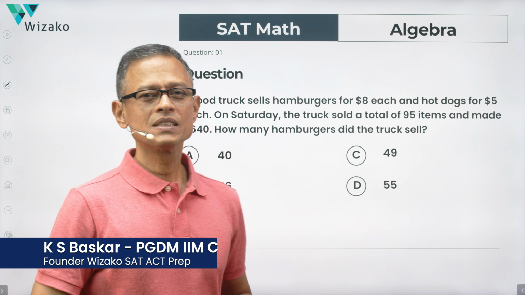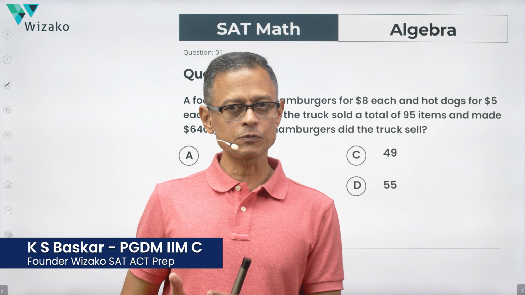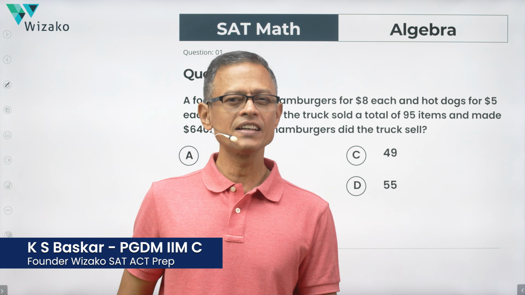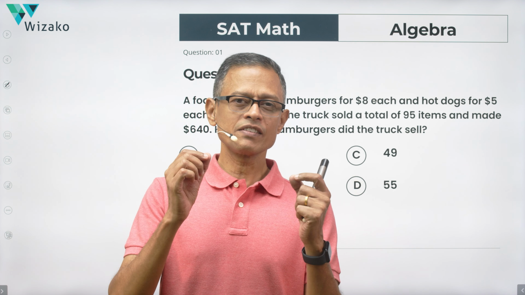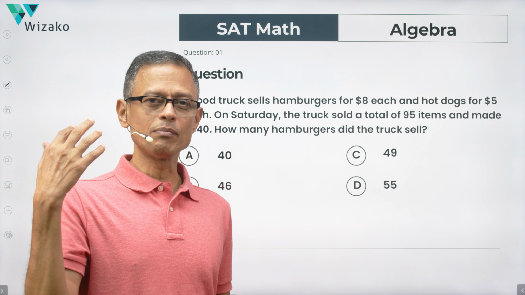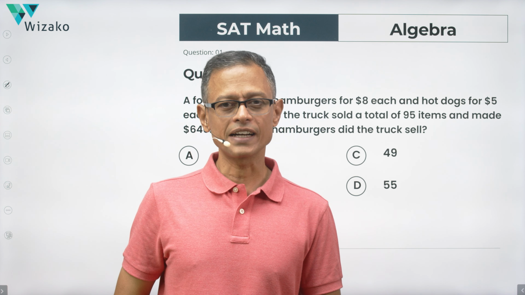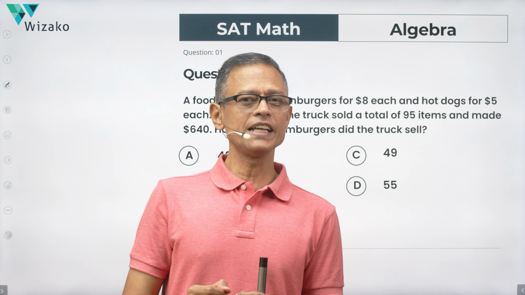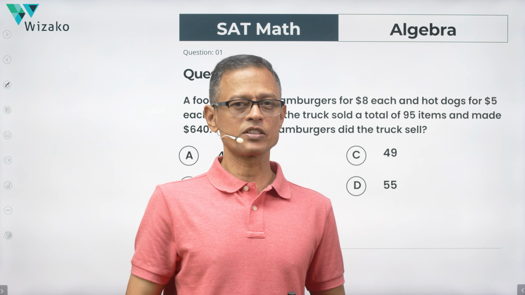Hey all, welcome. We're going to be looking at a SAT math practice question. This is an algebra question, linear algebra, a question which involves converting information given in words and sentences into mathematical equations and solving for it, right? We have a system of two linear equations in two variables. That's what we're going to be solving.